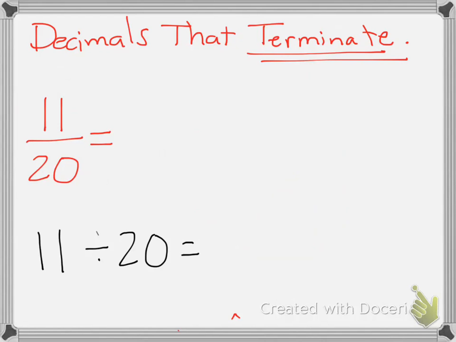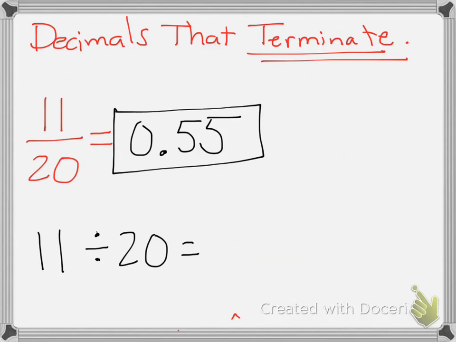Fractions are really just a form of division. So once we get used to fractions really just being division, we know that we can get a calculator, do 11 divided by 20, and we get 0.55. This decimal is called terminating because it ends. There are no more digits after this. This is the entire thing. So it terminates.